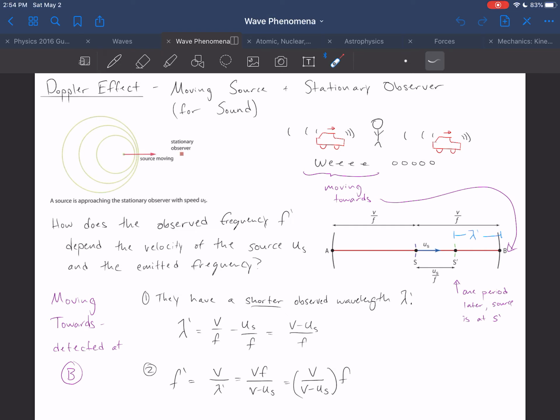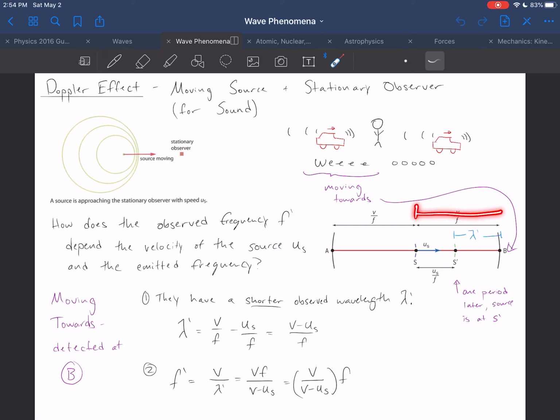Whereas lambda prime is the detected wavelength between the current placement of the source, because that's where the next wavefront will be emitted, and B itself. So this distance right here is the detected observed wavelength. So let's take a look at how to calculate that. If we have a shorter observed wavelength, lambda prime, then what is lambda prime equal to? Notice, lambda prime is equal to this distance minus this distance. So we're going to calculate that.